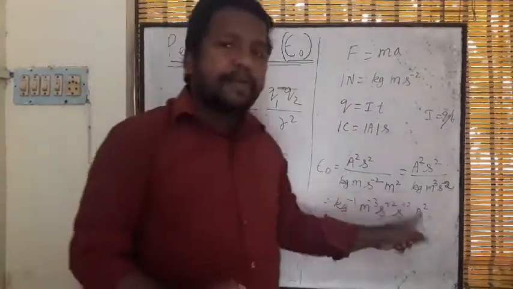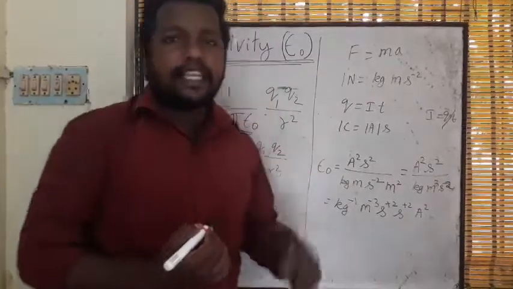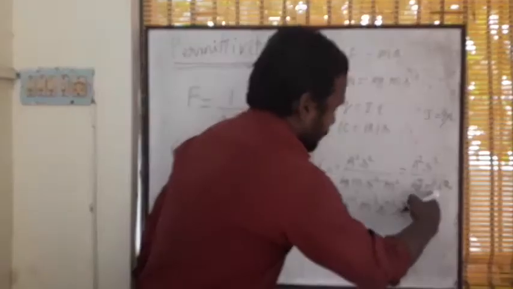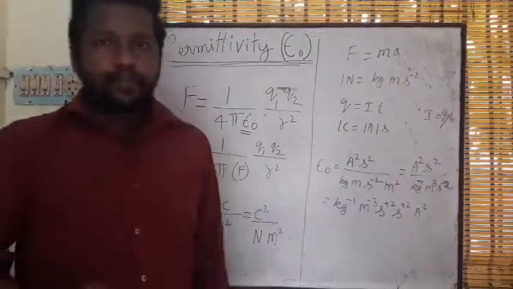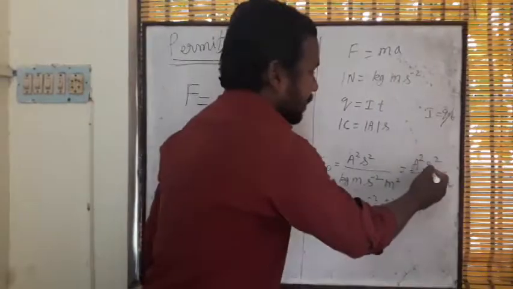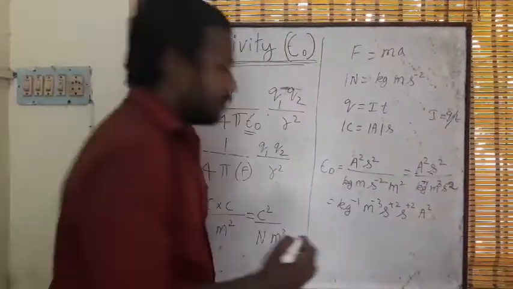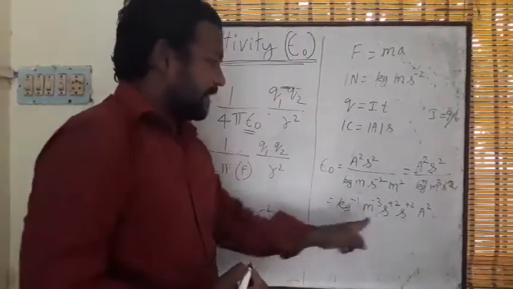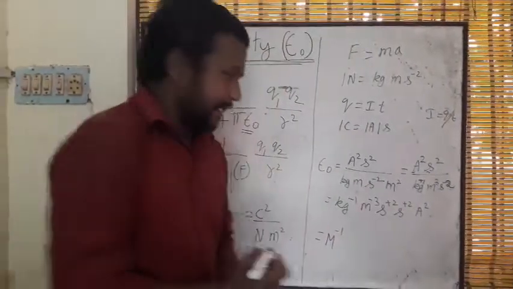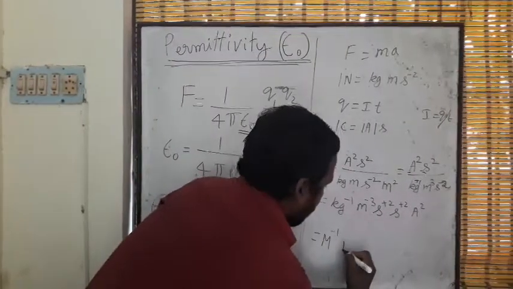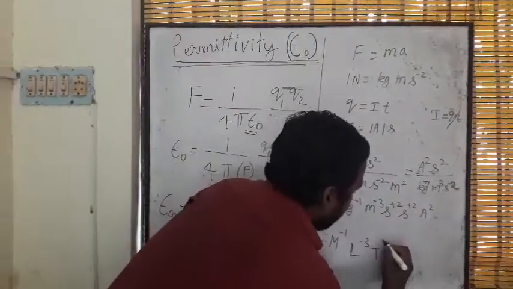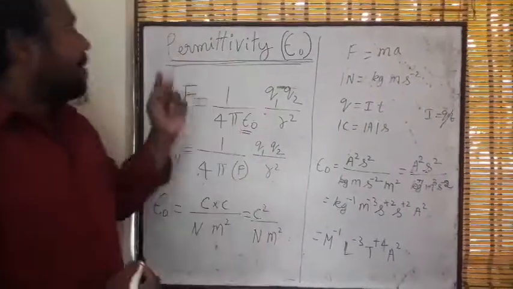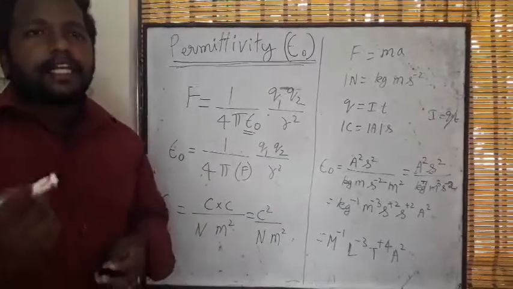When we bring terms from denominator to numerator, all the signs change, plus to minus and minus to plus. So plus 1 becomes minus 1, plus 3 becomes minus 3, plus 2 becomes minus 2. Already ampere square second square is in the numerator, so second gets power 4. So we get M minus 1, L minus 3, T plus 4, A square. This is the dimensional formula for permittivity. The symbol we call it is epsilon naught. Thank you.